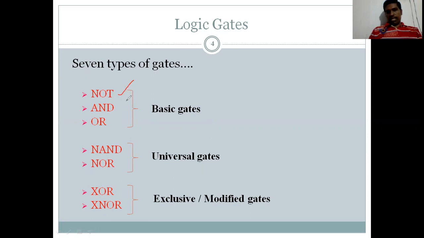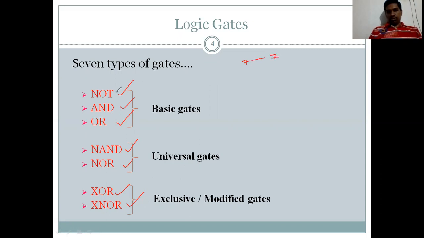The first one is the NOT gate, that means the NOT operation. Next, the AND operation, the OR operation, likewise NAND, NOR, and then XOR, XNOR. In total we have 7 types of operations, and for each operation there will be a respective and separate gate. So for the NOT operation we have the NOT gate, for the AND operation we have the AND gate, for the OR operation we have the OR gate. Likewise, for 7 different types of operations we have 7 different types of gates.